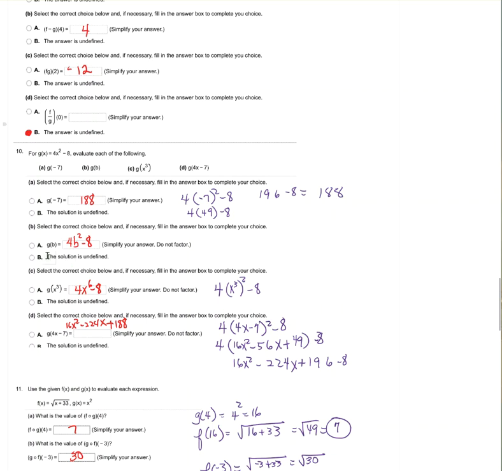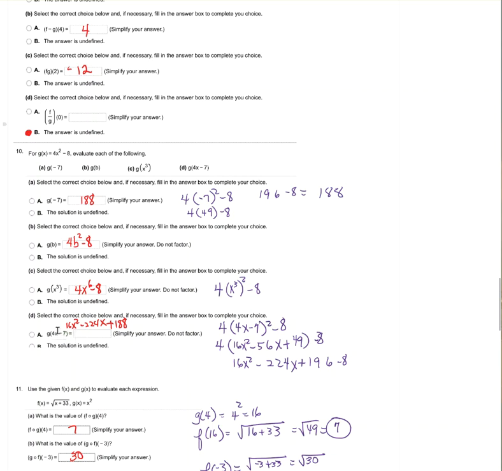Now, for g of b, you're still just plugging in b, but you get 4b squared minus 8. If you plug in x cubed, squared is x to the 6th, so you get 4x to the 6th minus 8. That's what happened there. G of 4x minus 7.